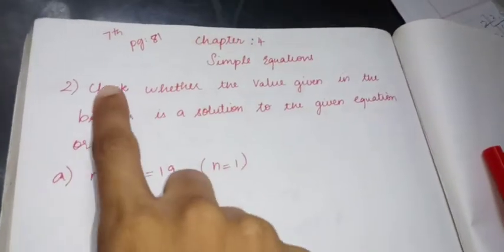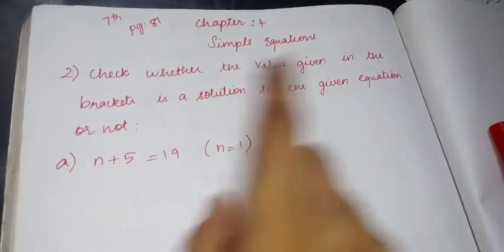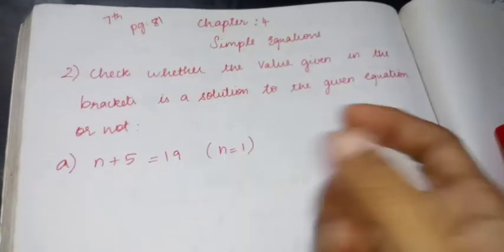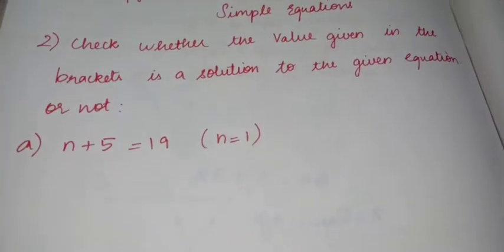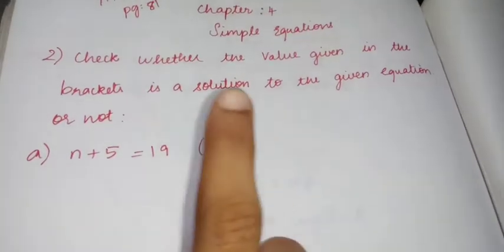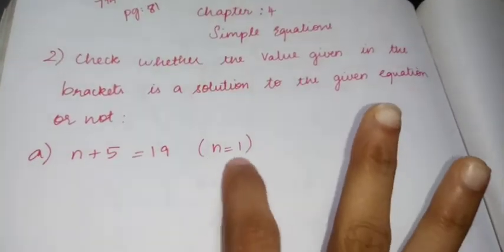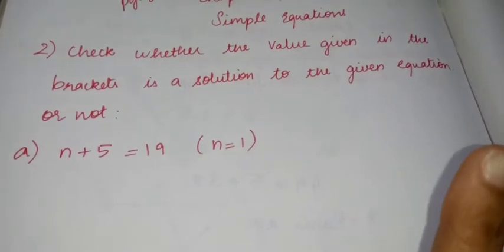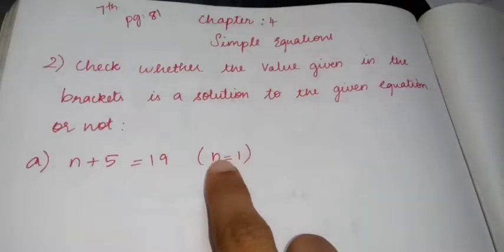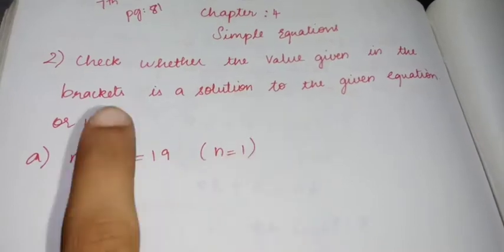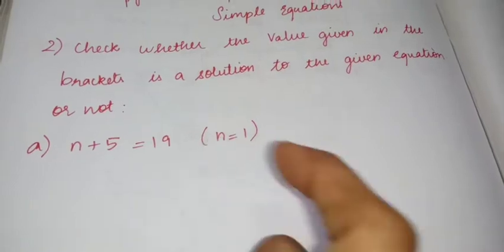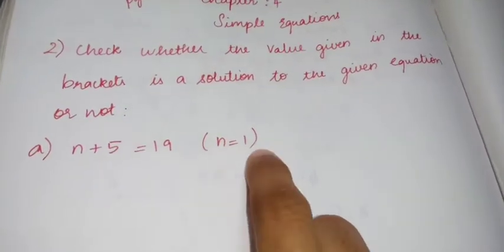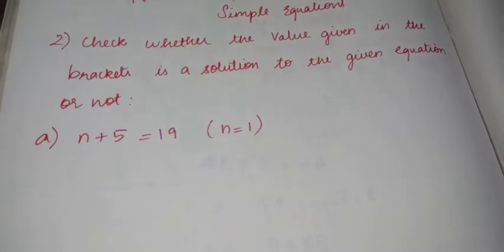Second problem: check whether the value given in the bracket is the solution to the given equation. Like the last problem, we are going to check this value in this equation, whether it is the solution of this equation or not. We have already dealt with this type of problem. We just take this value, substitute it here, and check whether our LHS and RHS are equal. If they are equal, then this value is the solution of that equation.